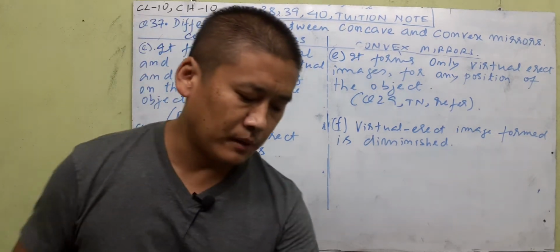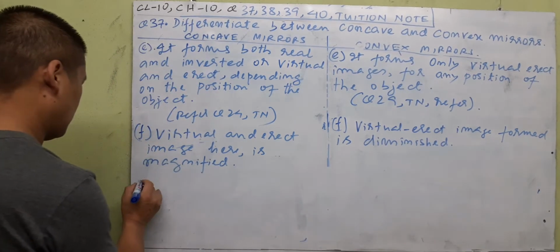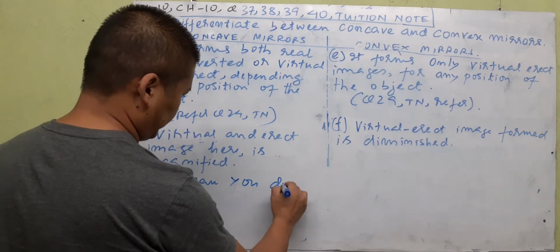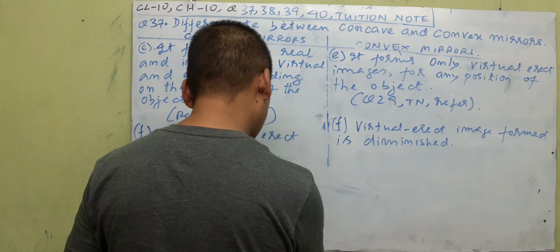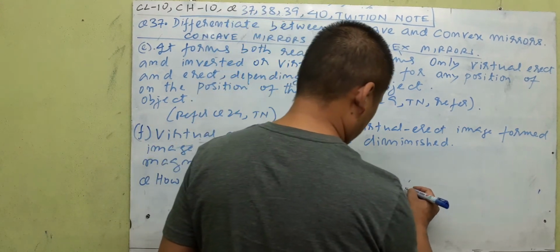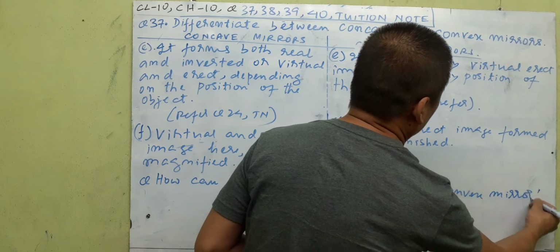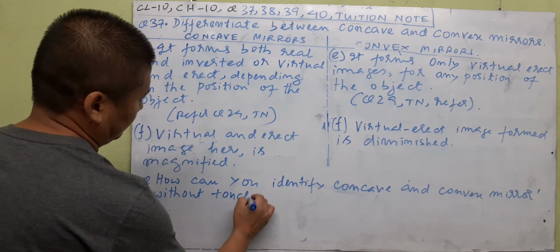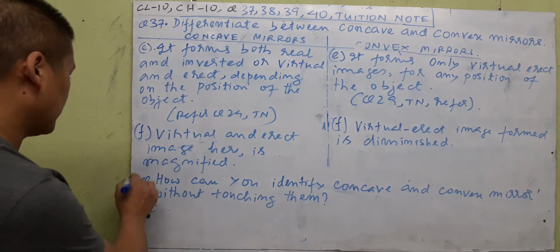So a question may come saying, how can you differentiate between, we can just write that question if you want: How can you identify concave and convex mirrors without touching them? So you can write here, extra question, this one is an extra question.